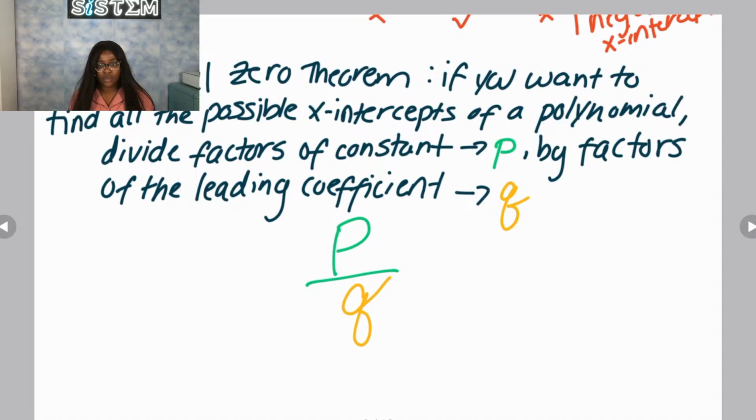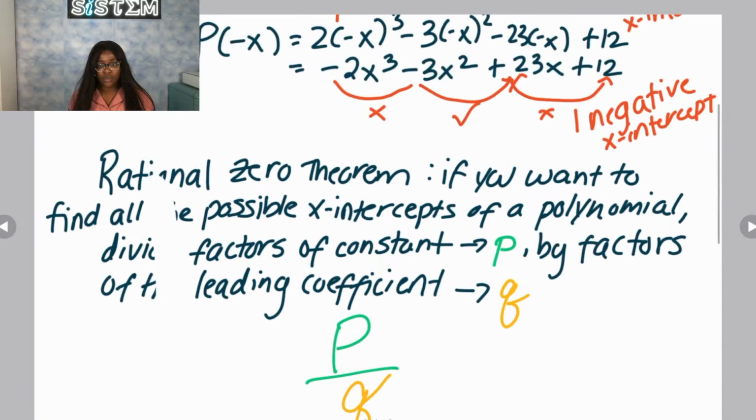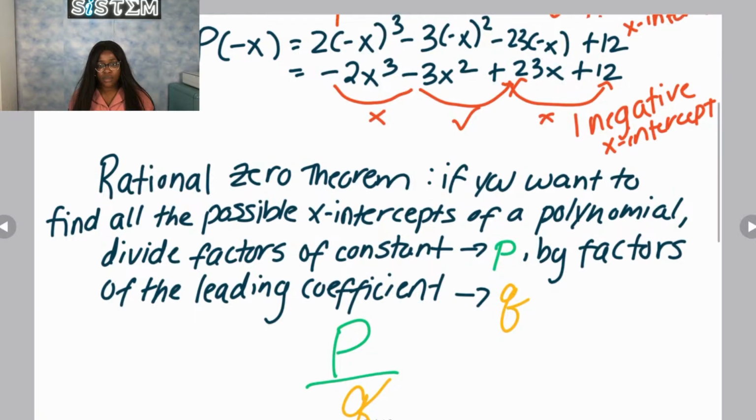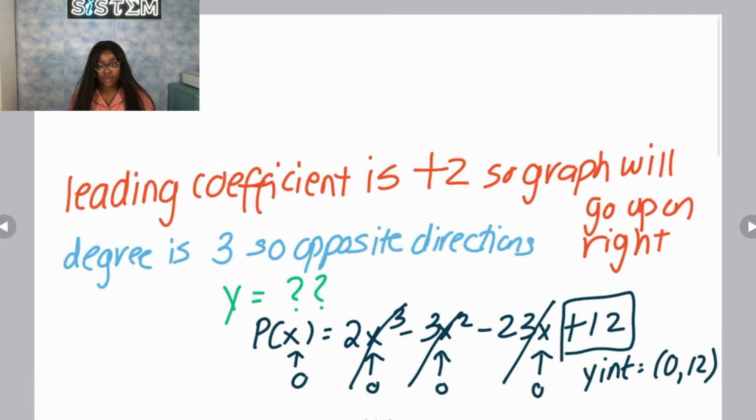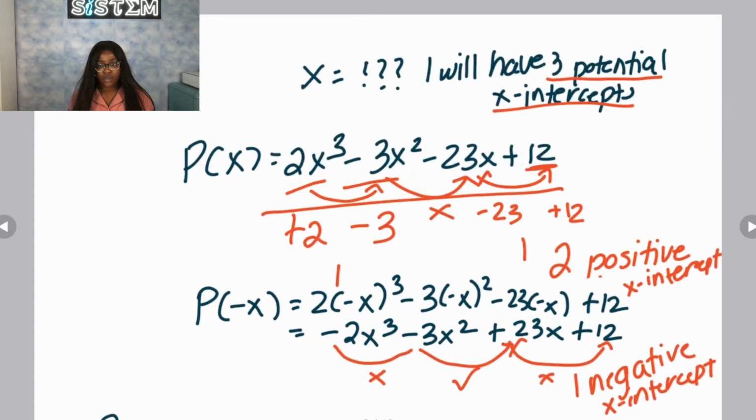So what did we say our constant was? Our constant is the number that is on the very end. So this is actually our constant right here. We said our leading coefficient in the last experience was 2. So all we need to do is find the factors of 12 and the factors of 2. So let me scroll back down.